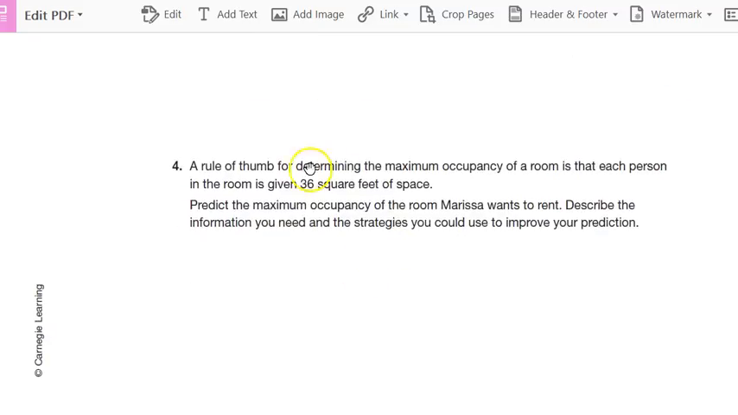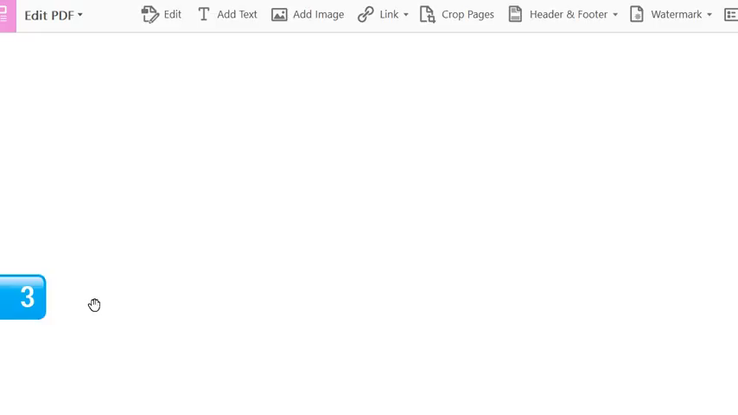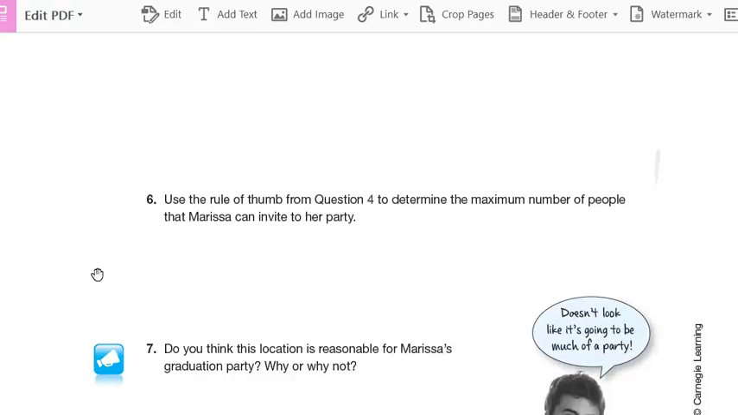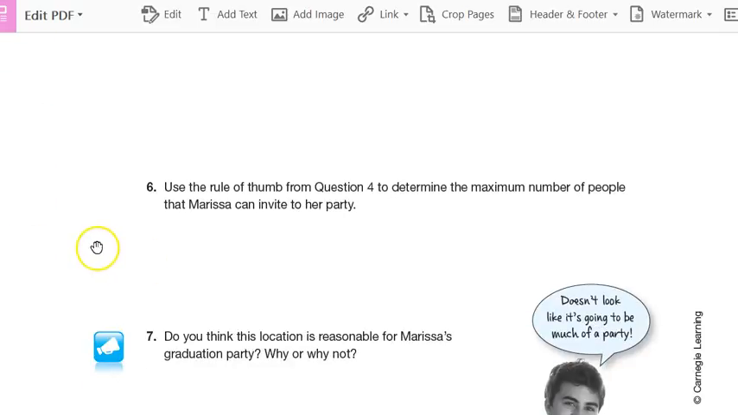And then you'll make an estimate. Each one is 36 square feet, so you take however many people you estimate she's going to have, and you multiply by 36. And then it says, describe the information you need and the strategies you could use to improve your prediction. Obviously, you'd have a better prediction if you knew exactly how many friends and family she was going to invite. And the strategies you need to use: the distance formula to get the side lengths and confirm that the images are either rectangles or squares, so that you can then multiply length times width and get the areas, okay? So now this is where they want you to determine if it's a square or rectangle. You're going to do that after you've determined the side lengths using the distance formula.